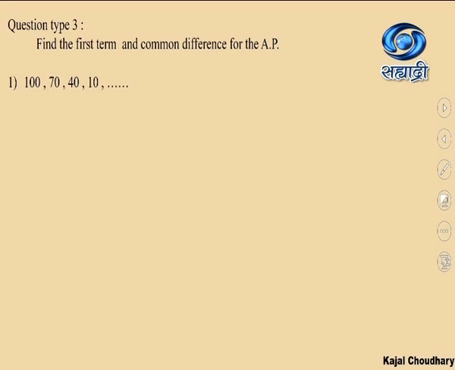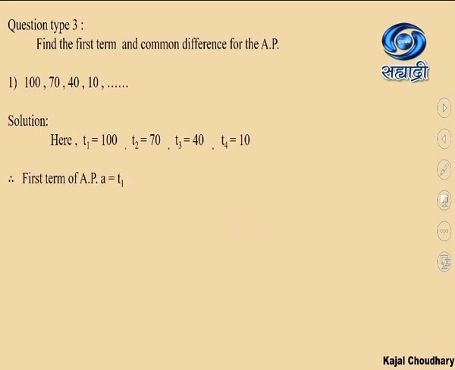So, we know that the sequence is an AP. First term is 100, second term 70, 40, 10 and so on. So, your first term A is equal to T1, but T1 is 100. So, your A goes as 100.